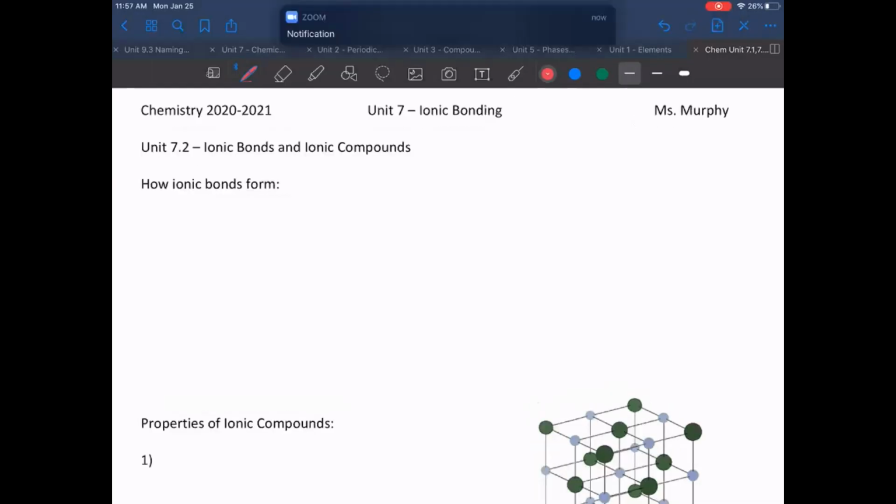How these ionic bonds form, we're going to actually write it down now. Okay, so how they form. So the video kind of hinted at it, but let's actually get some stuff written down here.